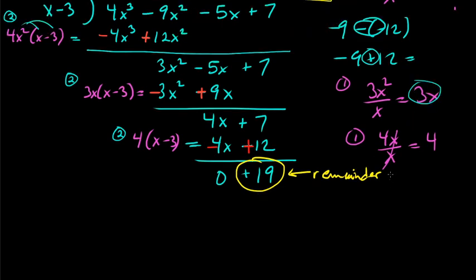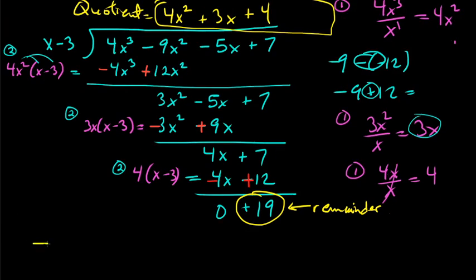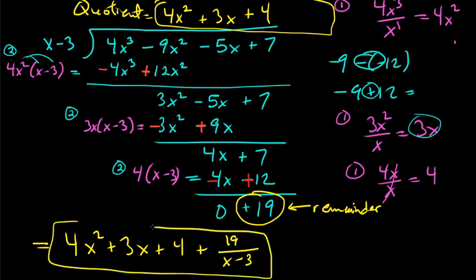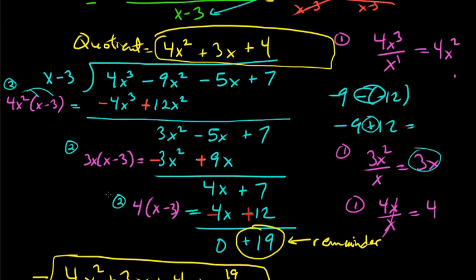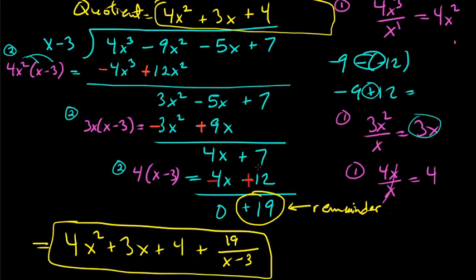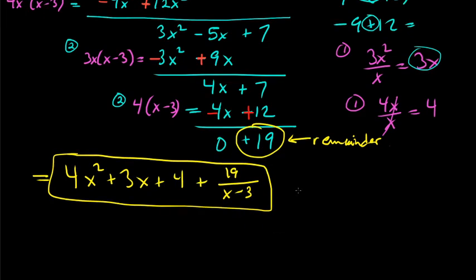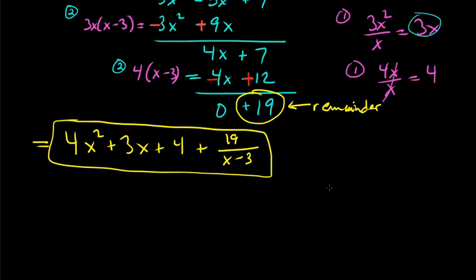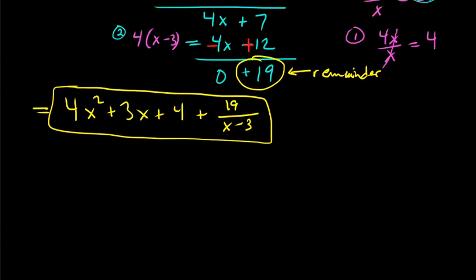So when we want to write the answer, we're going to write the answer as the quotient, 4x squared plus 3x plus 4, plus the remainder, 19, divided by the divisor, x minus 3. Oops, minus 3 here. So that's the answer. But be careful. The quotient is just the 4x squared plus 3x plus 4. The remainder is just the 19. But this is how we typically write the answer. It's no different than when you just do ordinary long division.